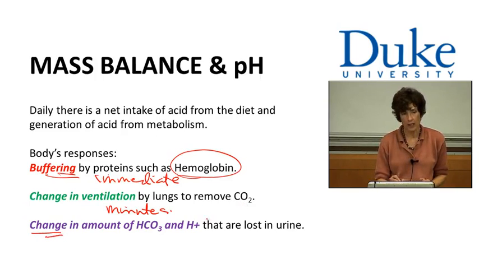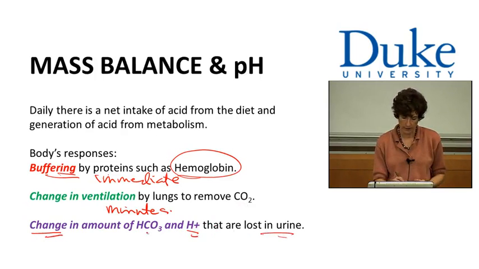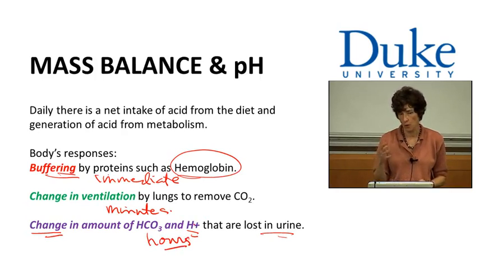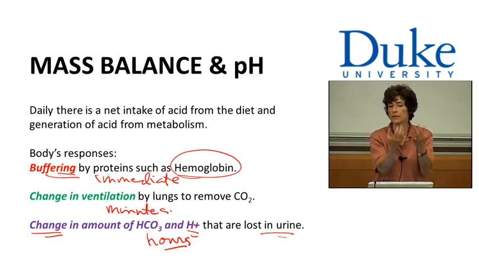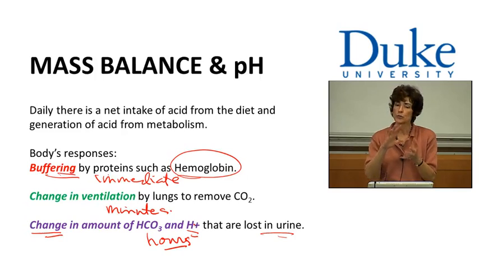And the last is we're going to change the amount of bicarbonate and protons that are going to be lost into the urine, and this is going to be the job of the kidney, and this can take hours. So the kidney is our slow responder. And the last time we were in here, we talked about how the kidney was moving all of the filtered bicarbonate, or a majority of it, back into the body through the proximal convoluted tubule, but that in the distal convoluted tubule and the collecting duct, it could use this last 10% of the filtered bicarbonate to adjust the pH of the blood.